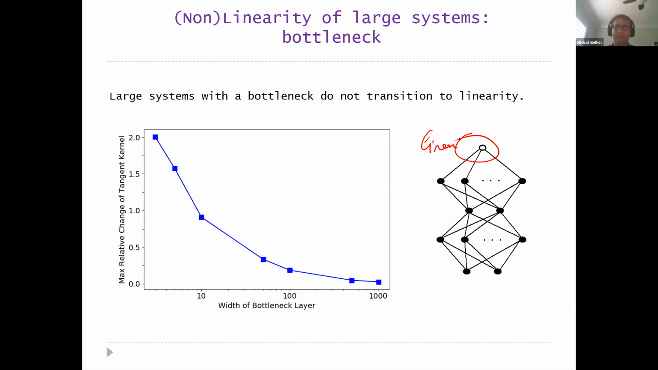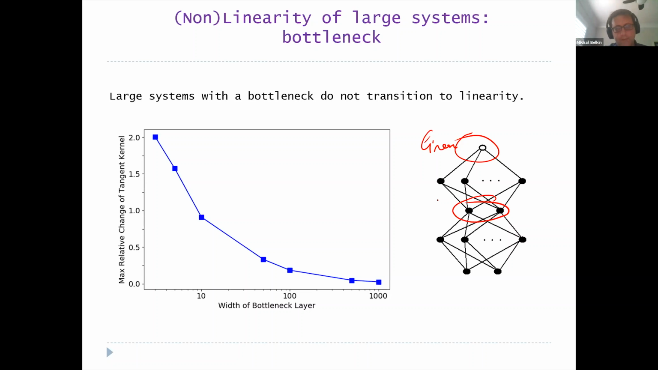Now the question is, well, this is a highly over-parameterized system, right? Because all the rest of the layers are very wide, except for this bottleneck. Would I still see transition to linearity? And what we can actually prove is that even when this bottleneck layer itself is linear, transition to linearity doesn't happen. You need every layer to be wide.